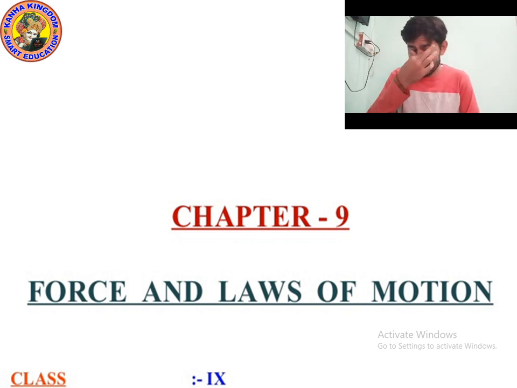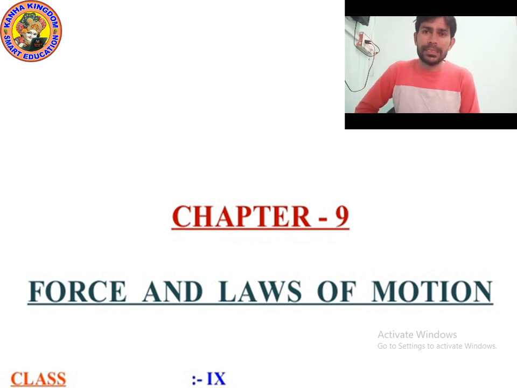We have already discussed these equations in chapter number 8. V is equal to u plus at, where v is final velocity, u is initial velocity, a is acceleration, t is time. So this equation is also known as the velocity time relation equation.